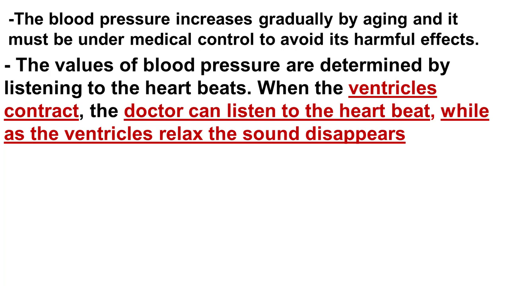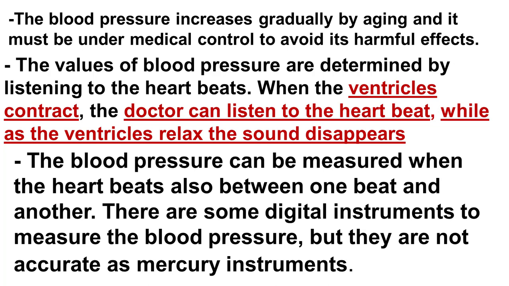The blood pressure increases gradually with aging, and it must be under medical control to avoid its harmful effects. The values of blood pressure are determined by listening to the heartbeats. When the ventricles contract, the upper reading, the doctor can listen to the heartbeat, while as the ventricles relax, the sound will disappear. The blood pressure can be measured when the heart beats and also between one beat and another. There are some digital instruments, but they are not as accurate as the mercury one.